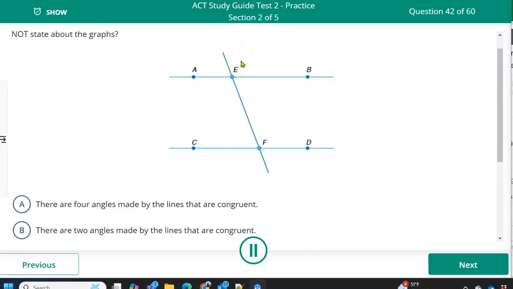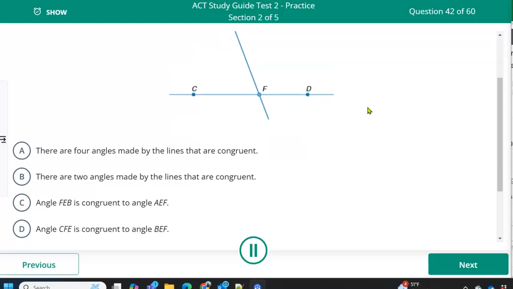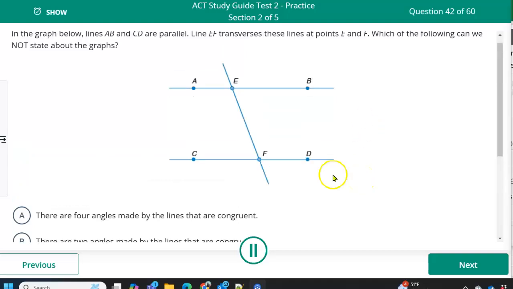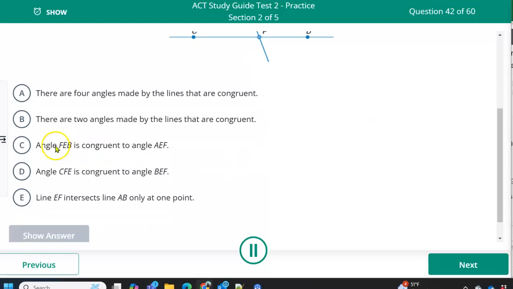So we've got 2 here, we've got 2 here, we've got 2 here, we've got 2 here. There are 2 angles made that are congruent. Again, I'm going to assume that doesn't mean exactly 2. And let's go on and look at the rest of these. Angle FEB is congruent to AEF. So FEB is here. AEF is here. Those are supplementary angles. They're not congruent angles. So we cannot say that FEB is congruent to AEF.